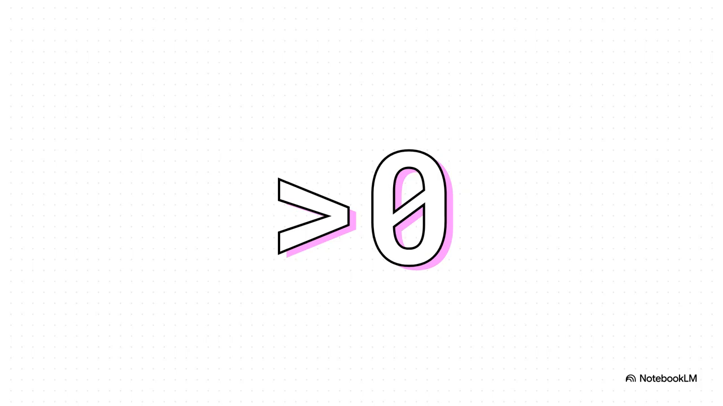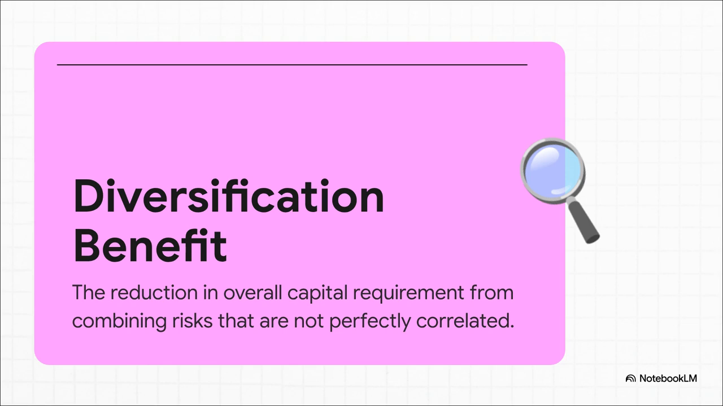It's the proof that the capital you need for the whole portfolio is measurably less than the sum of the capital you'd need for each risk held in isolation. So let's lock this definition in. The diversification benefit is that tangible, quantifiable reduction in required capital that you earn, and I mean earn, by building a portfolio of risks that are not perfectly 100% correlated. It is the financial reward you get for intelligent risk architecture.